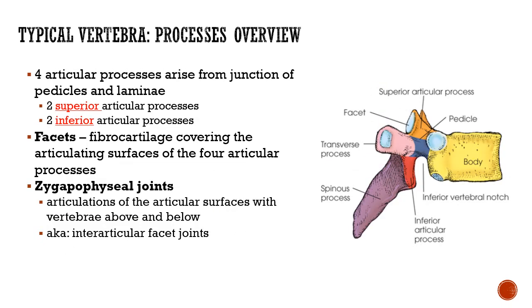The 4 articular processes that arise from the junction of the pedicles and lamina are the 2 superior articular processes and the 2 inferior articular processes. There are facets that are fibrocartilage covering the articulating surfaces of the 4 articular processes, and the articulations of the vertebra above and below form the zygapophyseal joints, also known as interarticular facet joints.